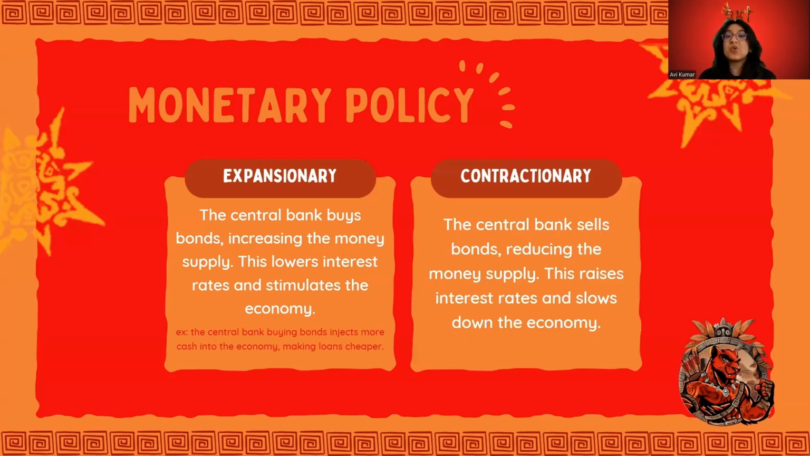And contractionary monetary policy is where the central bank sells bonds, which reduces the money supply. This ends up raising the interest rate and slows down the economy. So the government uses these two policies in the way to control the economy.